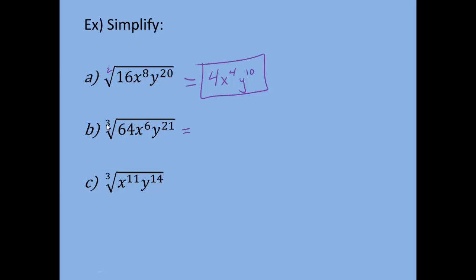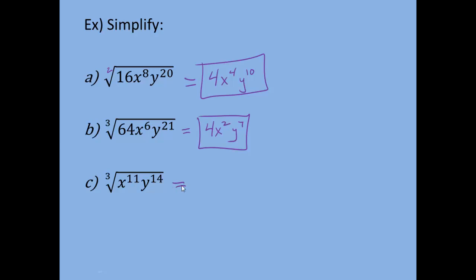So 64, we said the cube root of 64 was 4. Cube root of x to the 6 is x to the 6 divided by 3 power, which is 2. And y to the 21st, taking the cube root of that, is y to the 21 divided by 3, which is y to the 7. So we got 4x squared y to the 7.